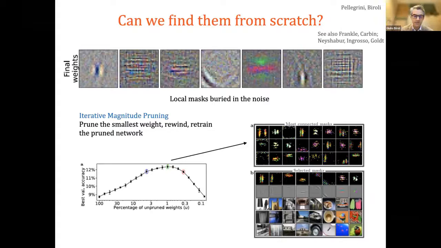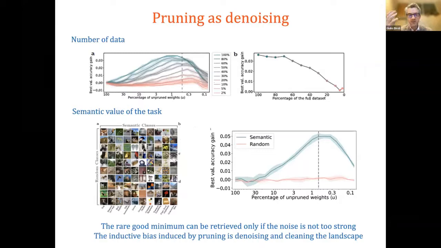What I would like to say is that from this perspective, what pruning is doing is like denoising, in a sense. And in order to put forward this perspective, what we did is that we tried to play with the number of data. What is going to happen to the benefit of pruning when you increase or decrease the number of data? This is what is shown in the first plots. On the top, you see that if you decrease the number of data and you prune, then you lose this benefit of pruning.